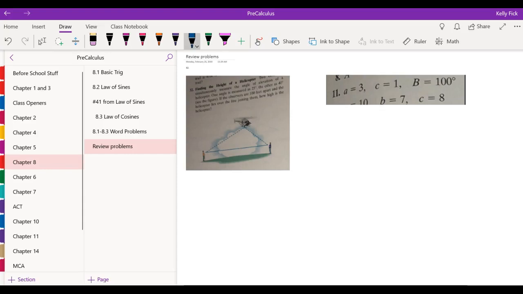All right, so I'm going to do 32 first. One angle is measured as 25 degrees, the other is 40. Okay, so we have this picture. Looks like this side is 25 degrees and this side is 40.